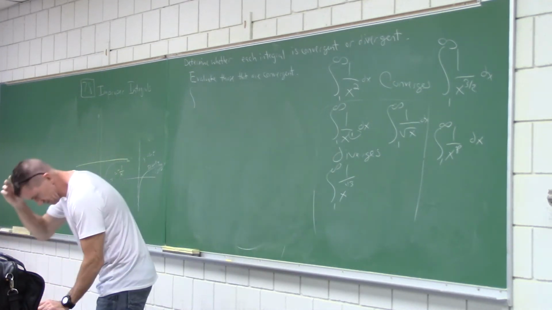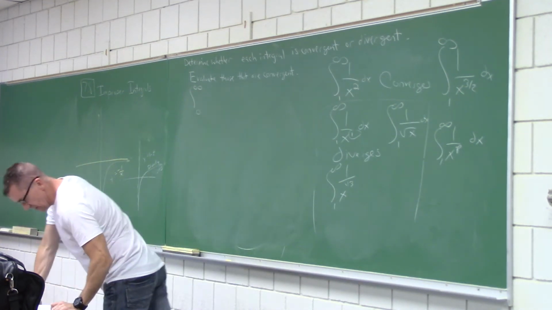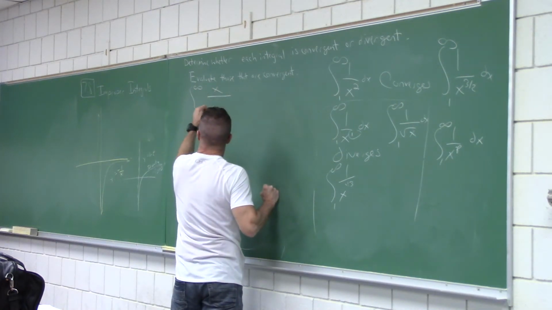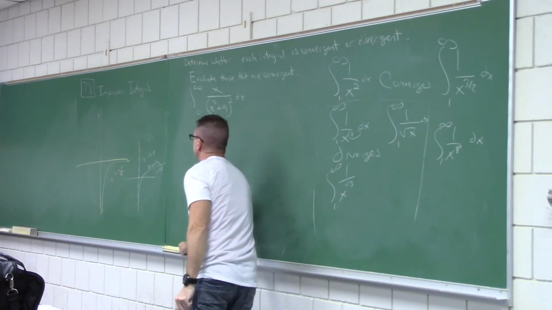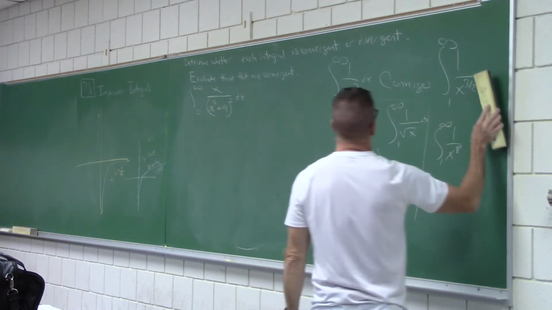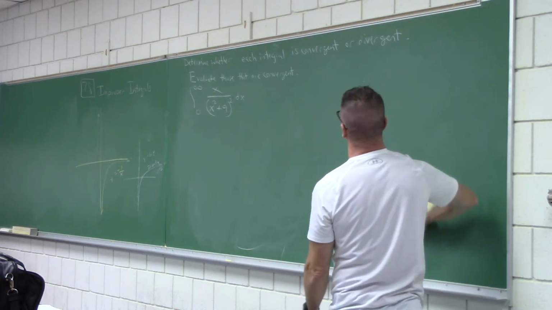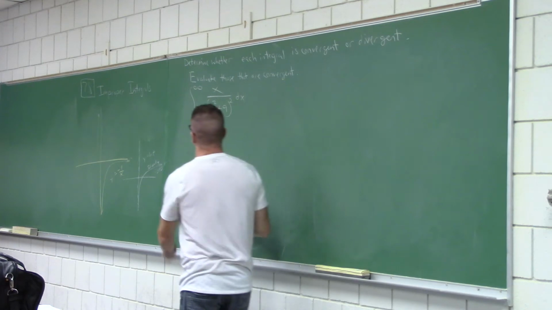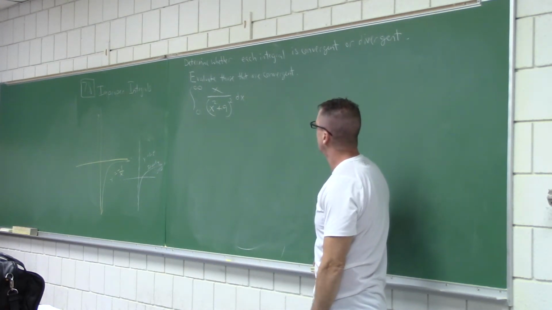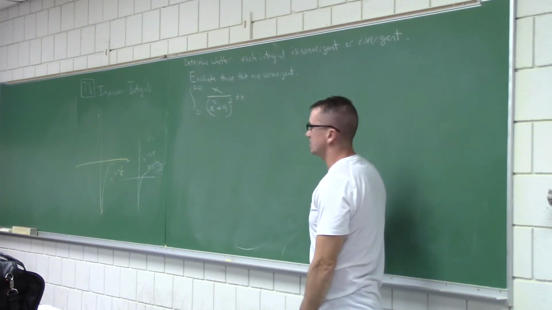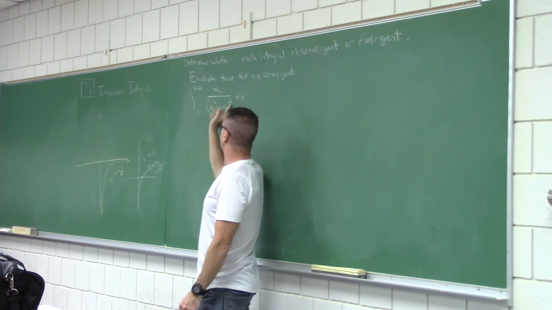All right, let's try this one. They got the integral from 0 to infinity of x over x squared plus 9, squared, dx. Well, I can't tell what the heck's going on here. I don't know if this is converging or diverging. I want the integral from 0 to infinity. It's an improper integral. I'll put the limit as t approaches infinity. My big challenge is finding that antiderivative.